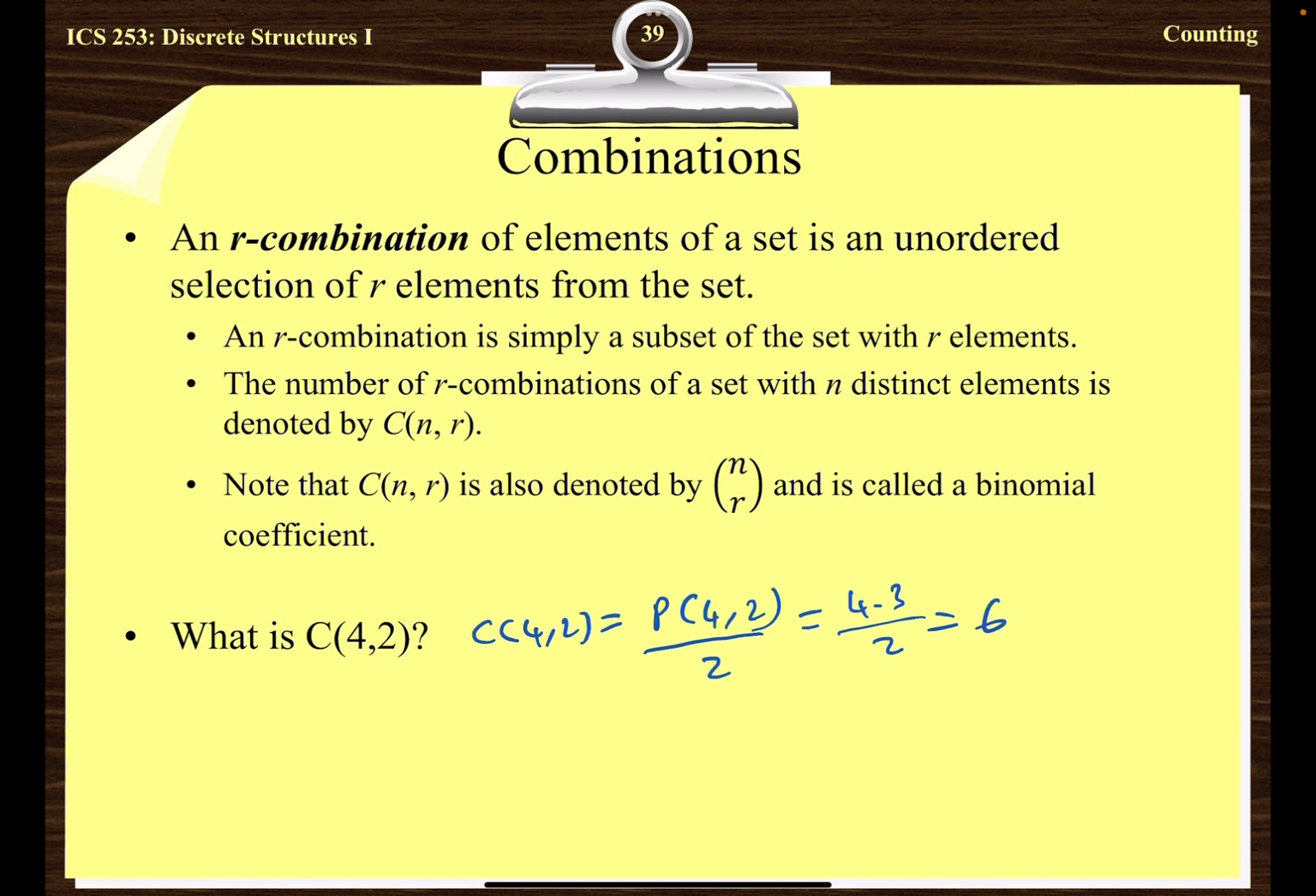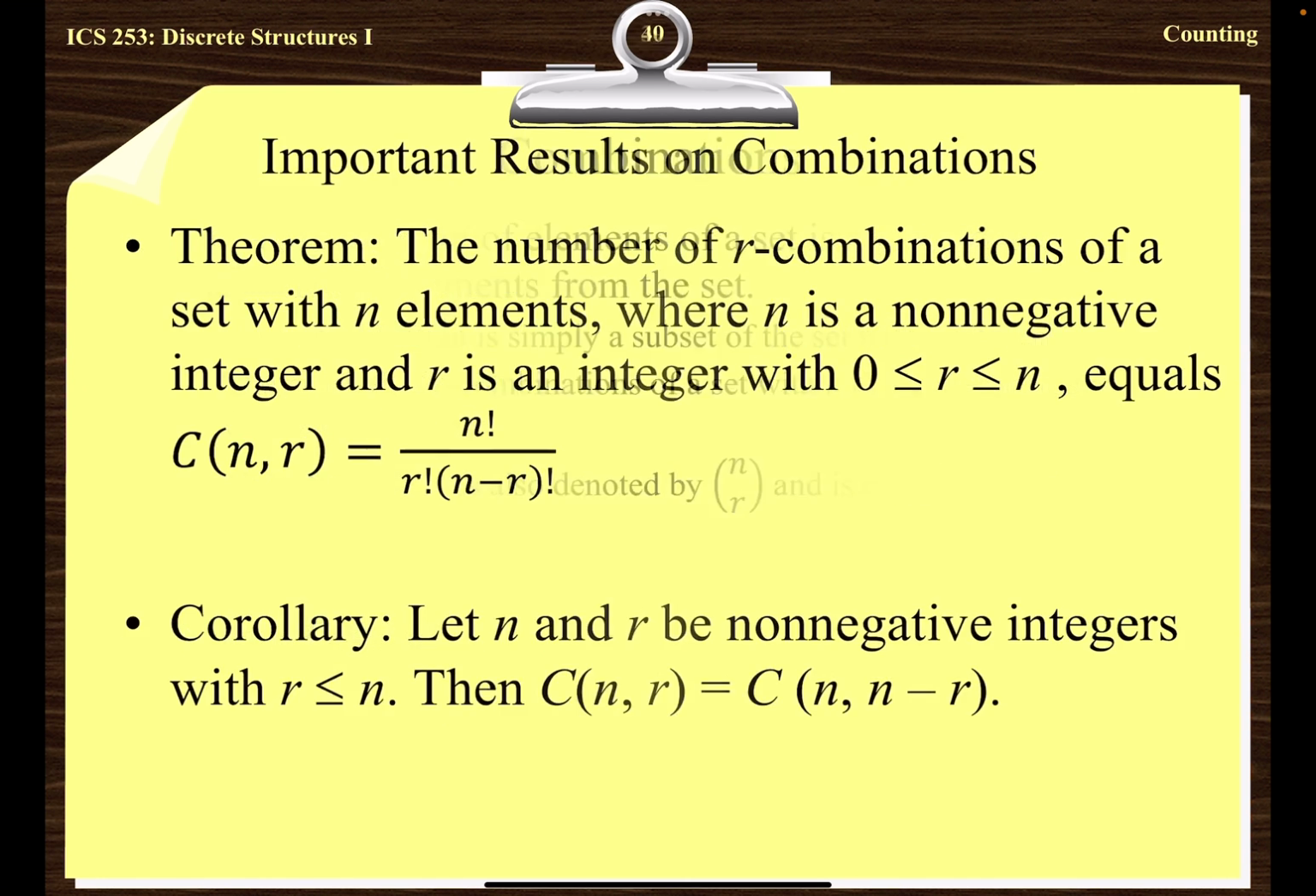So now let us go and define exactly what is C(n, R). The theorem says that the number of R combinations of a set with n elements, where n is a non-negative integer and R is an integer between 0 and n inclusive, equals n factorial divided by (n minus R) factorial multiplied by R factorial.